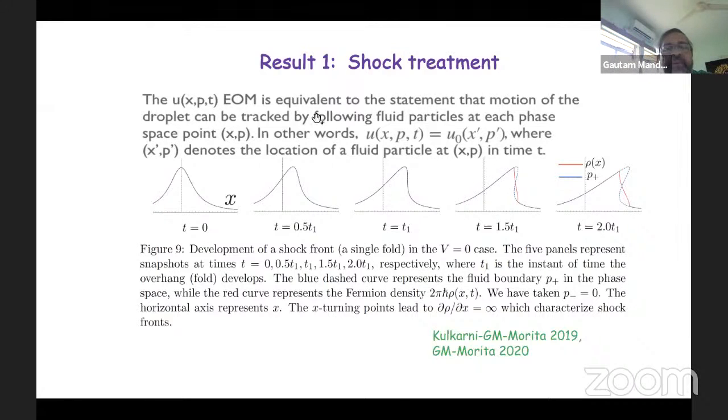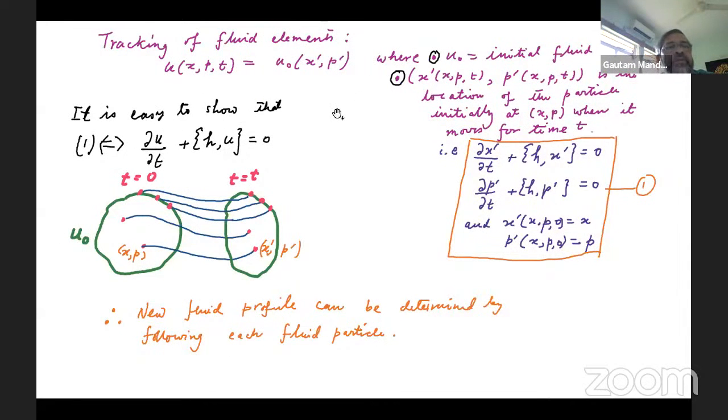So what we do is the following. We realize that the U equation of motion actually is telling us the following. So let me go to another slide. The U equation of motion is saying that we start with the initial phase space droplet, where inside it U is 1 and outside is 0, of course. So therefore only the boundary of the profile describes the droplet completely.